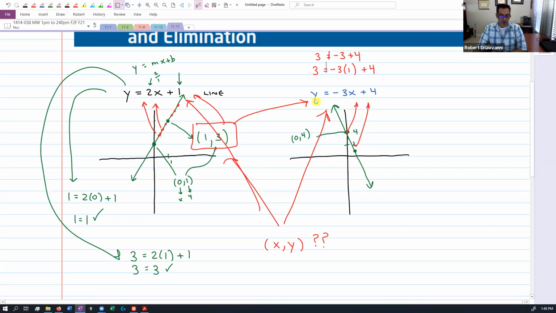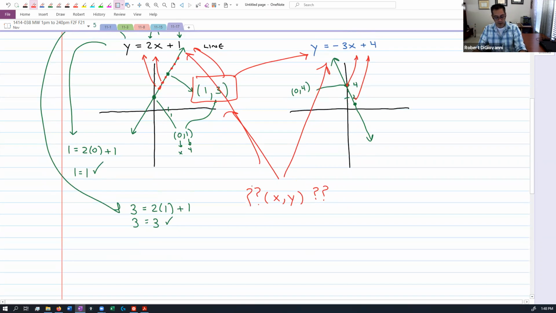Is there a point though that would solve both of these at the same time, give you true statements at the same time? What do y'all think?